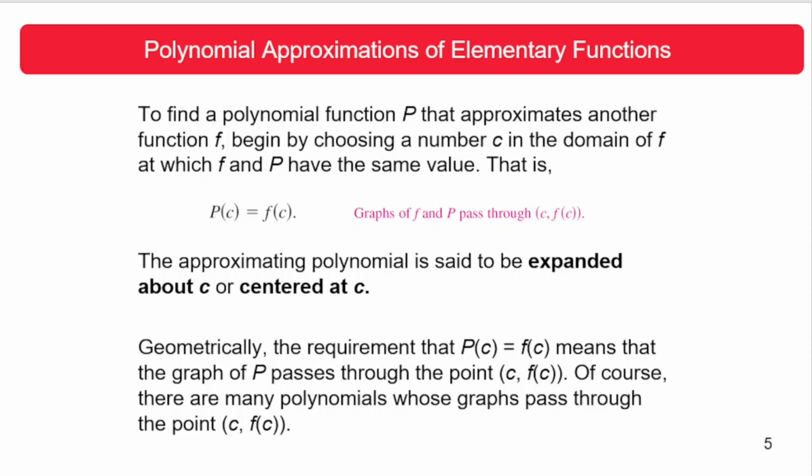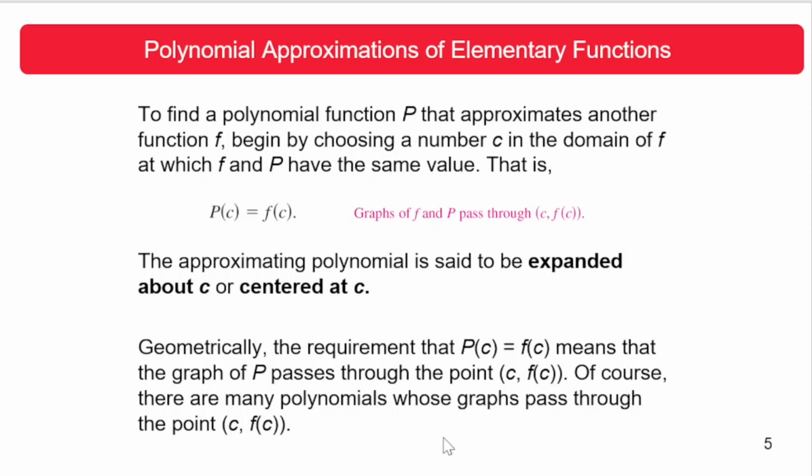In this discussion, we start by finding a polynomial function p that approximates another function f by choosing a number c in the domain of f at which f and p have the same value, that is, p of c equals f of c. The approximating polynomial is said to be expanded about c or centered at c.